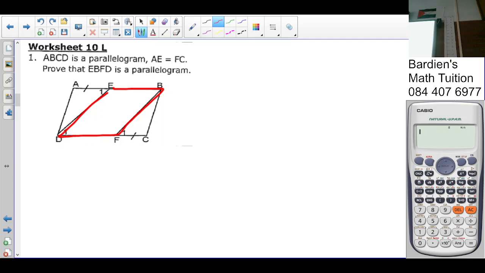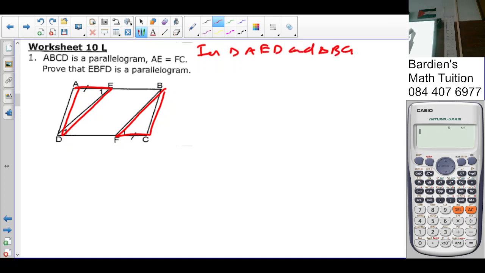Remember the original shape is also a parallelogram. So if we can prove that side is equal to that, and while that is equal to that, we've done the job. Not so? Right. So, in proving that DE is equal to FB, I'm going to go with congruency in those 2 triangles. So we say in triangle AED and triangle BCF.